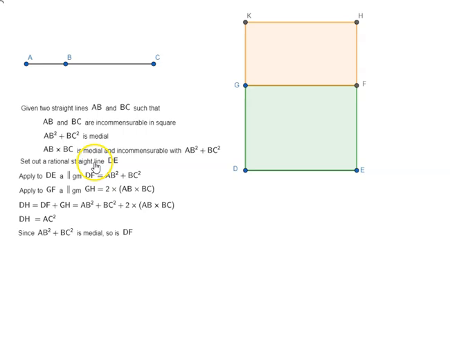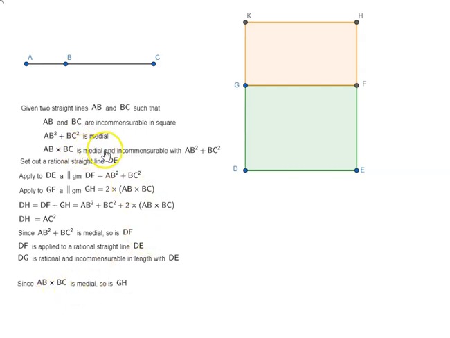Since AB square plus BC square is medial, so is DF. So DF is medial, and DF is applied to a rational straight line DE. So that means BG is rational and incommensurable with DE in length. Since AB by BC is medial, so is GH. GH is applied to GF, which is equal to DE, a rational straight line. That means GK is rational and incommensurable in length with DE.